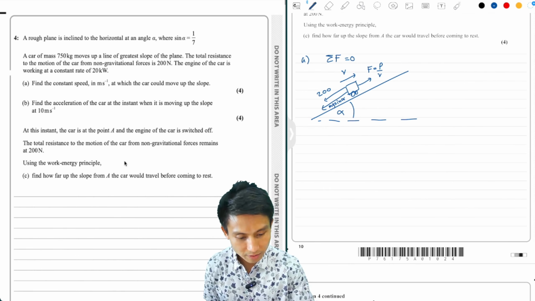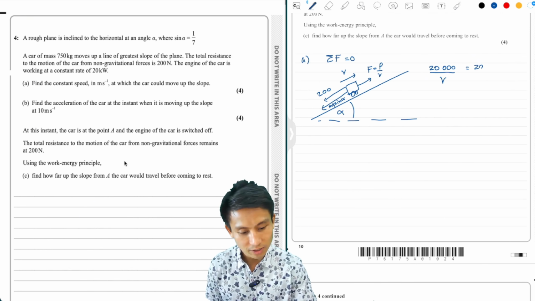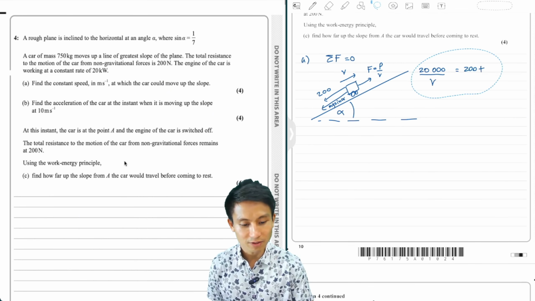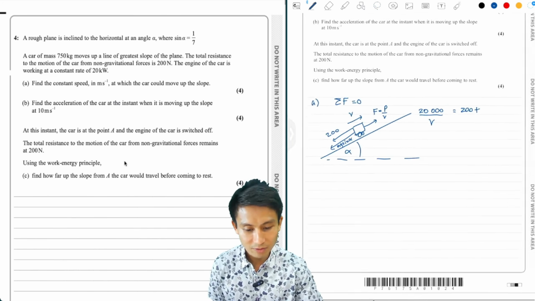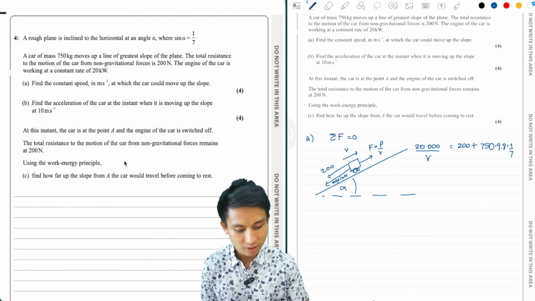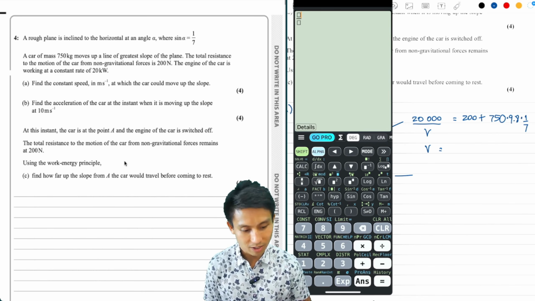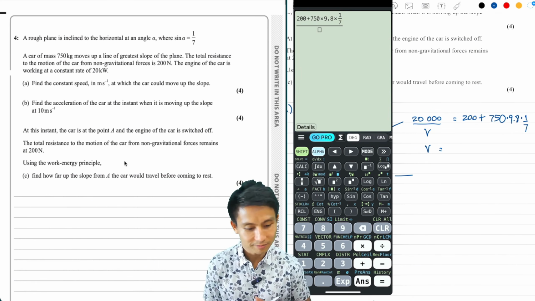So we're going to equate P, which is constant at 20,000 watts, over v, equals 200 plus the mg sin α, and m is 750. I'm going to plug everything in now. 750 times g, 9.8, times sin α, which is 1 over 7. Okay, so if you solve for v, you should get the answer there. So I'm just going to plug everything into the calculator. So 200 plus 750 times 9.8 times 1 over 7 there. So that's the right part.